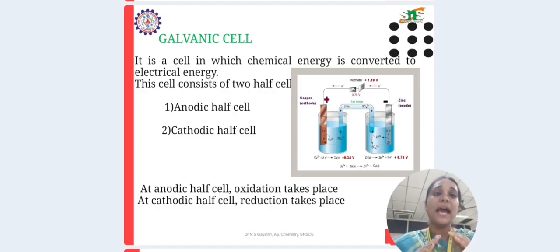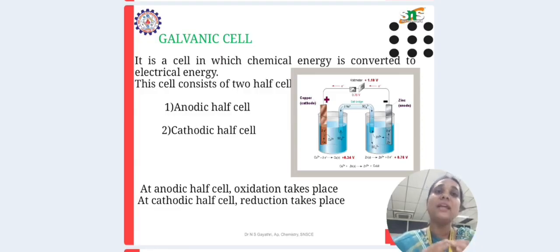In the anodic half cell oxidation takes place. In the cathodic half cell reduction takes place. We all know oxidation is a loss of electrons, and reduction is a gain of electrons. So at the anode a loss of electrons takes place, and at the cathode reduction takes place: anodic oxidation and cathodic reduction.